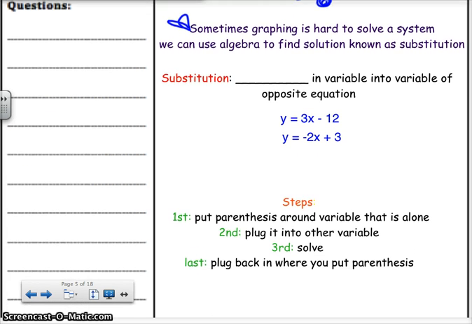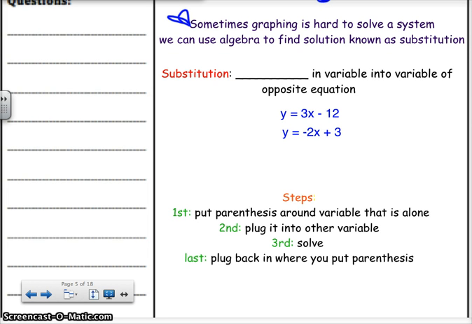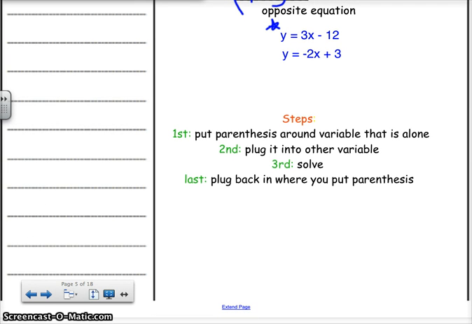And then substitution involves algebra. So, substitution is plugging in a variable into another variable of the opposite equation. Sounds very confusing. Now, if I said to graph this line, this would be very hard for you to do because most of the time I don't have -12 part of the scale. And your line is going to be skewed right away. So I'm going to teach you how to handle this situation.